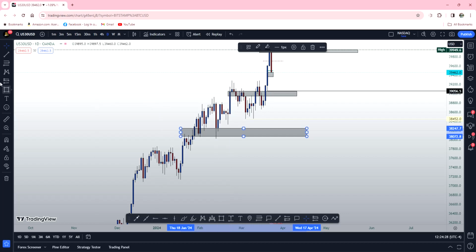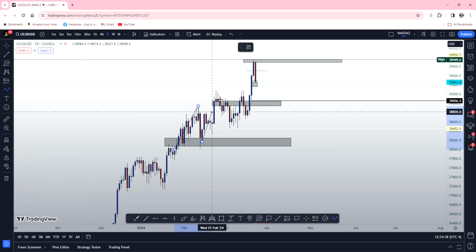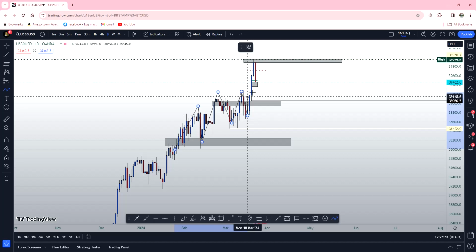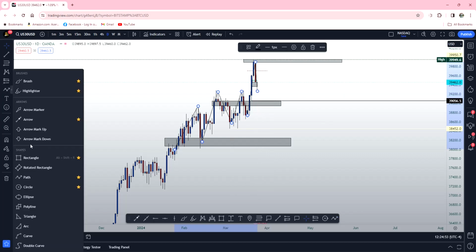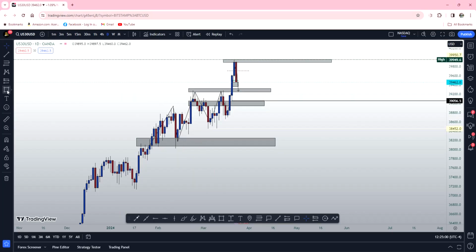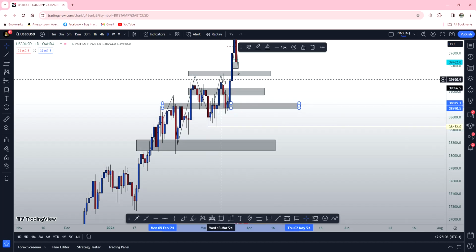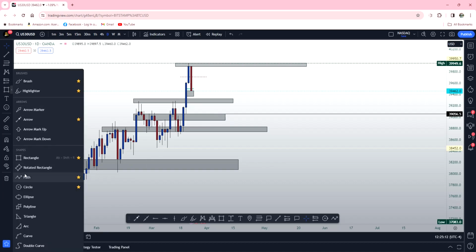If you guys know the market structure of highs and lows: higher high, higher low, higher high, higher low, higher high, higher low, higher high. So yeah, higher low. Somewhere like that. So you guys can understand about structure, right? Let me just do it over again because I don't wanna confuse you guys.